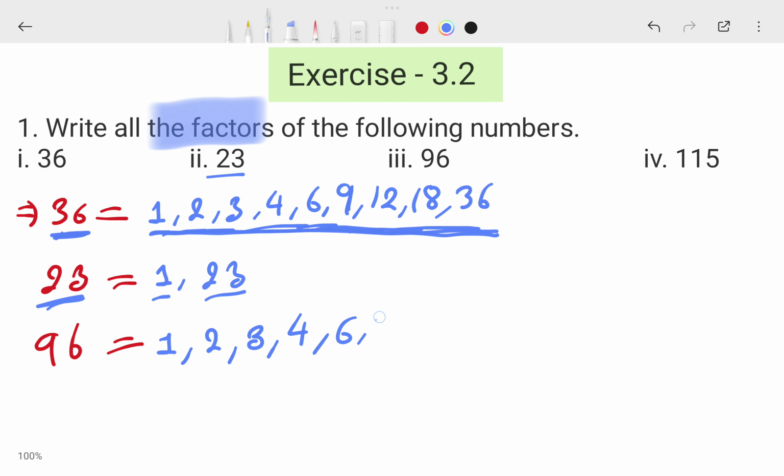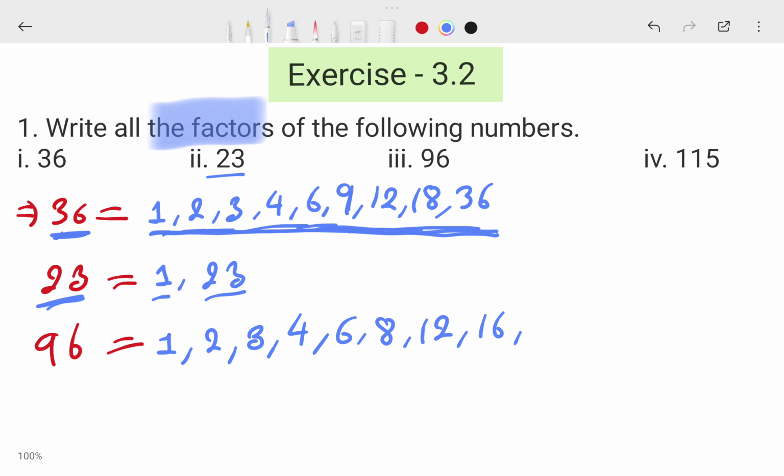In the 7 table, is it there? No, it is not there in 7. In the 8 table, is it there? Yes, it will divide by 8. 9 table? No. 10 table, no. 11 table, it is not there. In the 12 table, if you count, it is there. In the 16 table it is there.